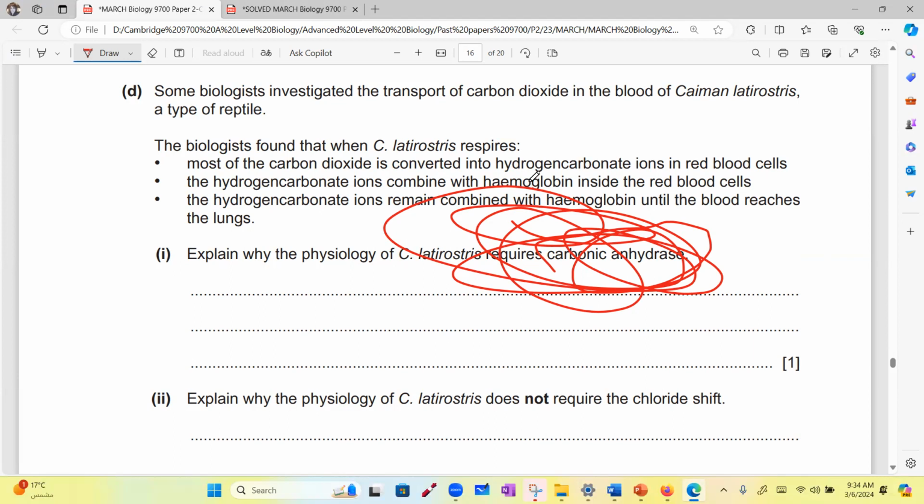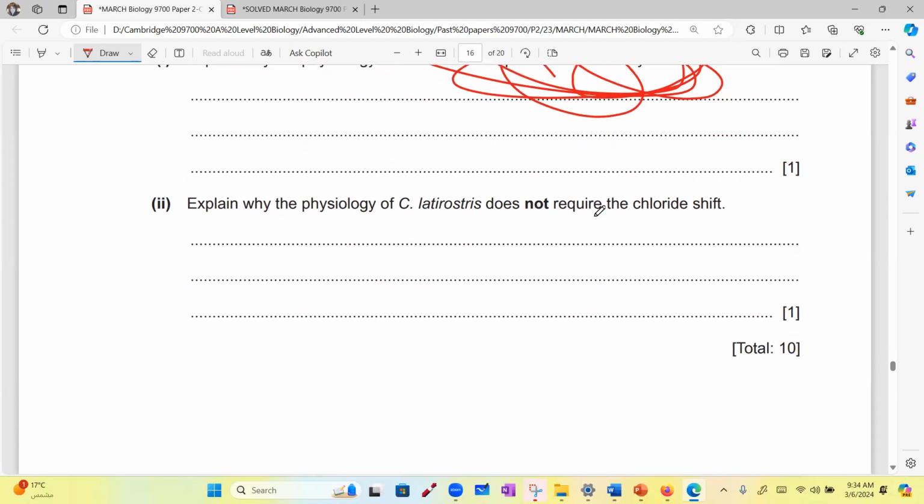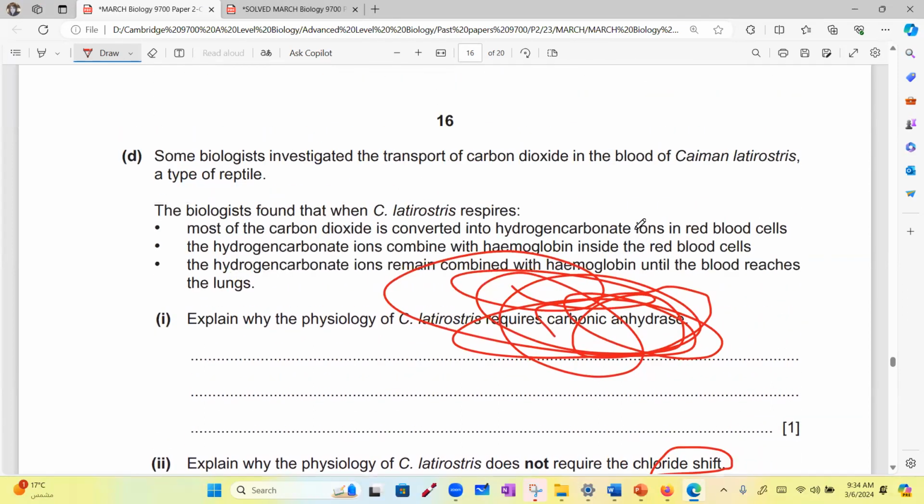Okay, Farouk? Explain why this does not require the chloride shift. Now you have to be the question. The chloride, why does it go out? Why does it come in? To prevent a buildup of charges and to make the cell neutral, yes? Here, there is something that will not do the chloride shift. There is a reason why. The hydrogen carbonate ions will combine with hemoglobin here. So it will not go out and it will not disturb the charges.